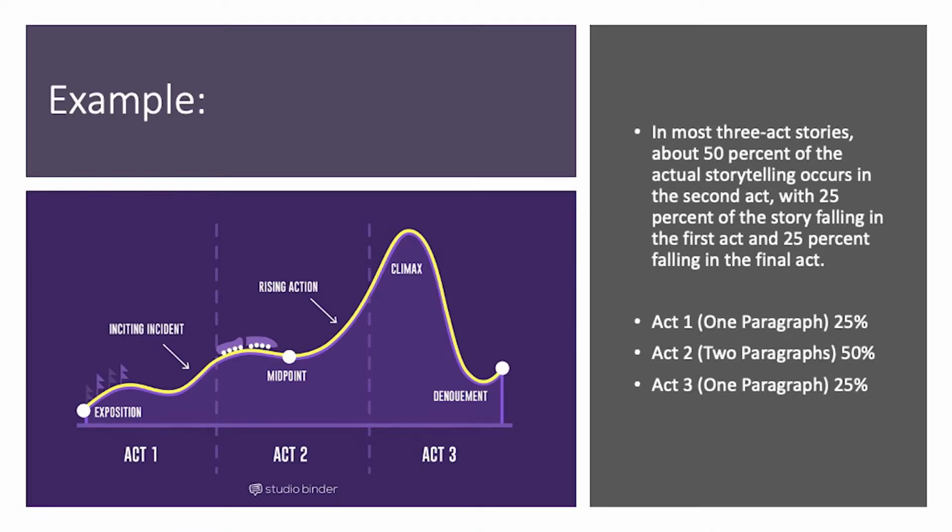In most scripts, you will find that the second act will take up 50% of the actual storytelling, while the first act and the final act will be the rest. So Act 1, in terms of writing this out, in terms for your treatment, Act 1 should be 1 paragraph, Act 2 should be 2 paragraphs, and Act 3 should be 1 paragraph.